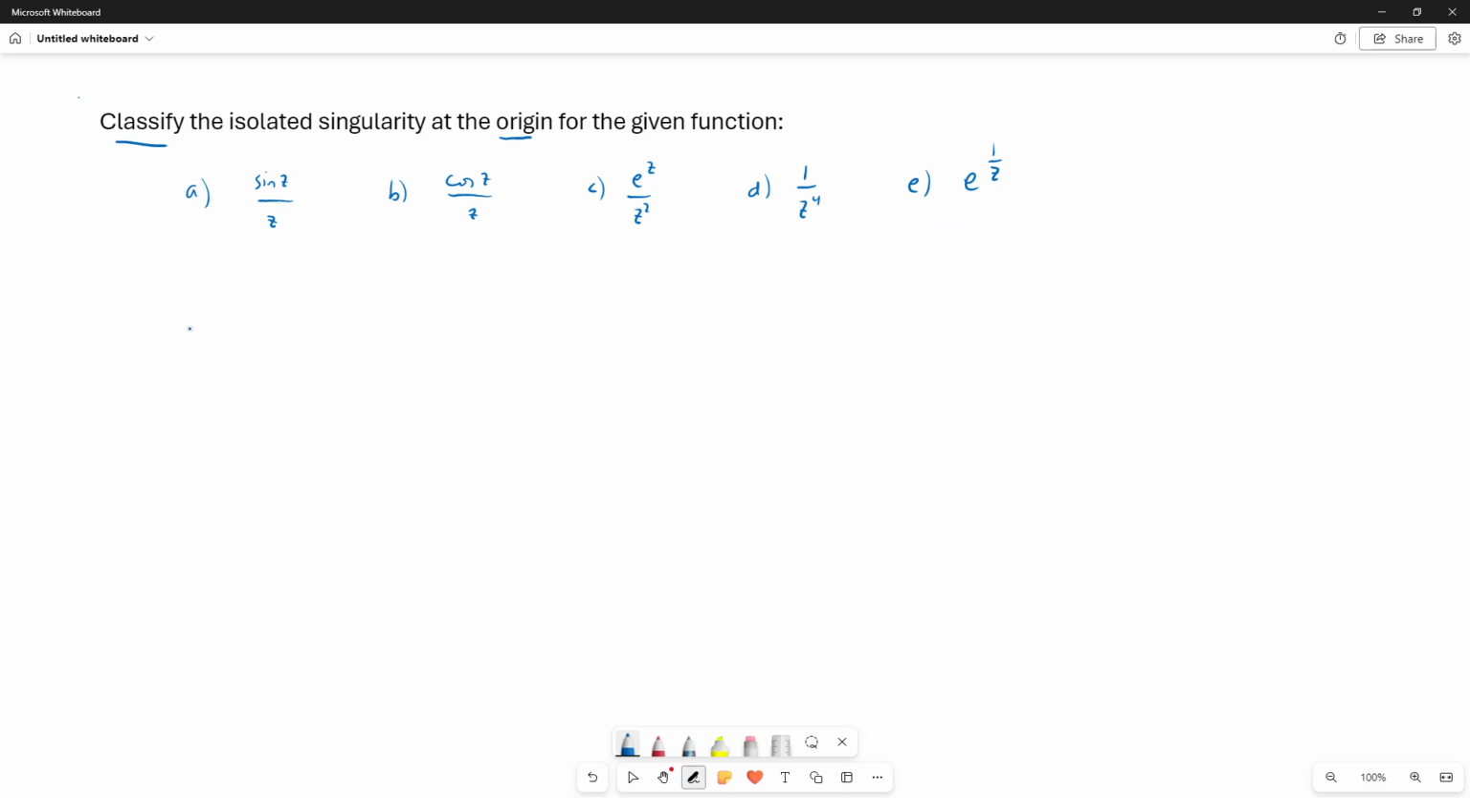So we'll start with sine z over z. In order to classify the singularity, we need to write the Laurent series for the function centered at the origin. And the Laurent series for sine z over z is 1 minus z squared over 3 factorial plus z to the fourth over 5 factorial, etc.